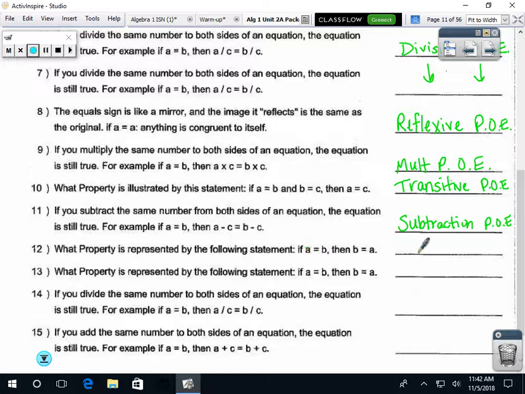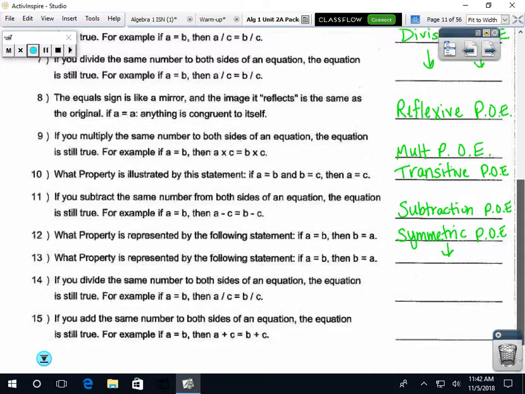If A equals B, then B equals A. That is symmetric. Remember, reflexive is like a reflection in the mirror. They're the same on both sides. Symmetric is when you just flip-flop the sides. And then the next is the same exact thing, so just draw arrows. Number 12 and 13 are identical, so just draw an arrow.